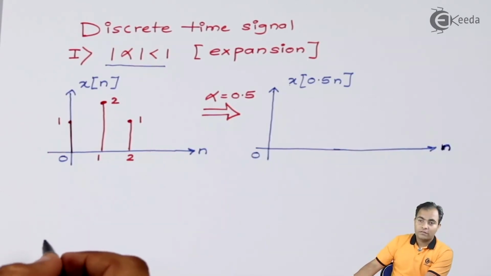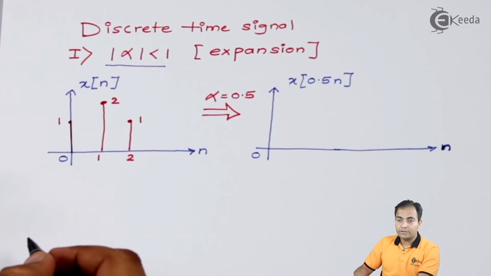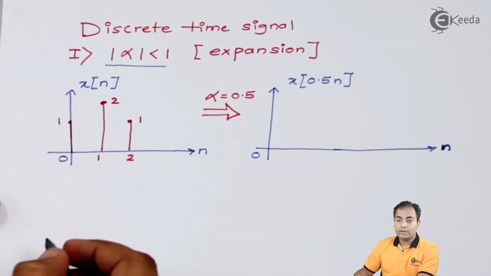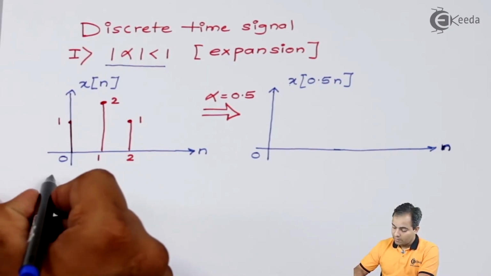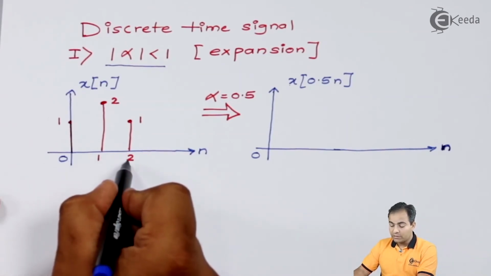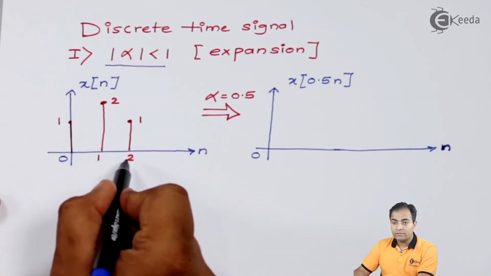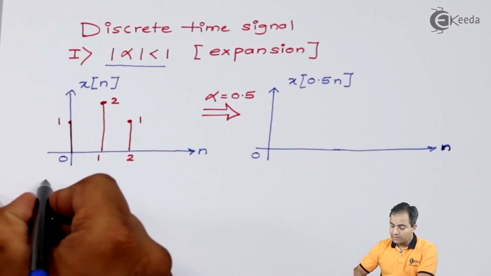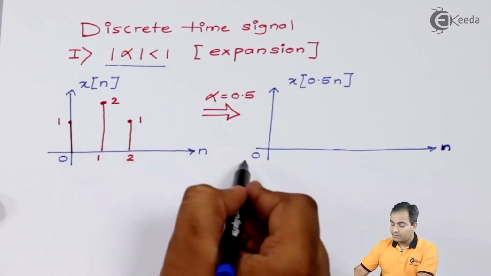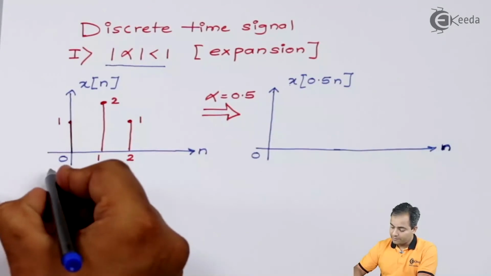Now we'll do the same procedure. We'll substitute the values of n until this time instant 2 occurs. Let's substitute the value of n from 0 in this x of 0.5 n.